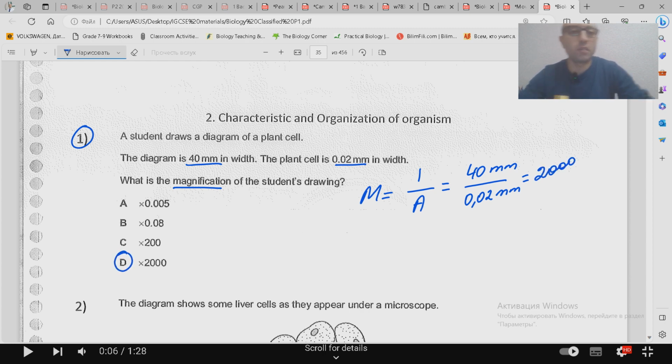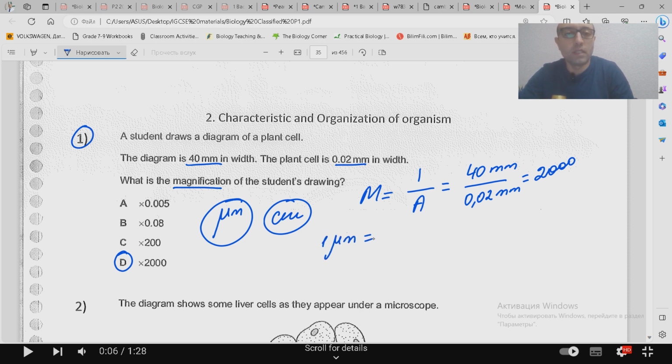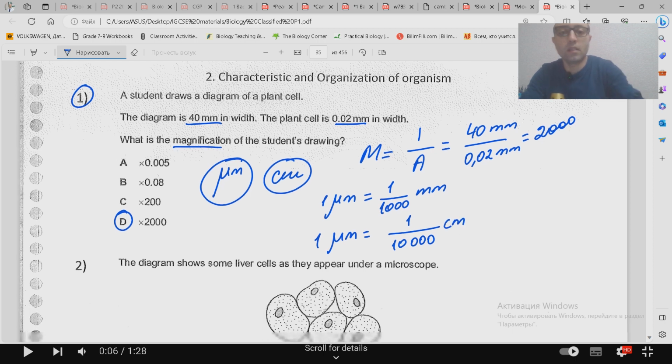I will give you one piece of information here. Don't forget, many students forget that units can be in different forms. For example, in some questions it can be in micrometers, or some of them are in centimeters. Correct conversion is very important. We must know that 1 micrometer is one thousandth of a millimeter, or 1 millimeter is 1000 micrometers, and 1 micrometer is one ten-thousandth of a centimeter. Let's go with the second question.